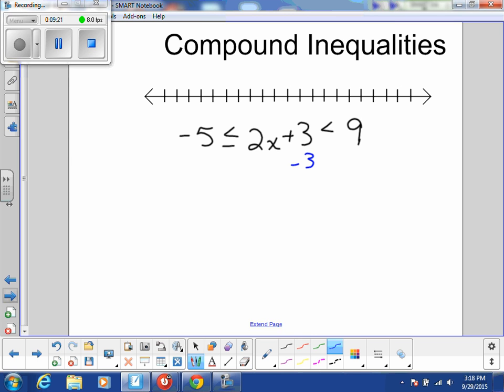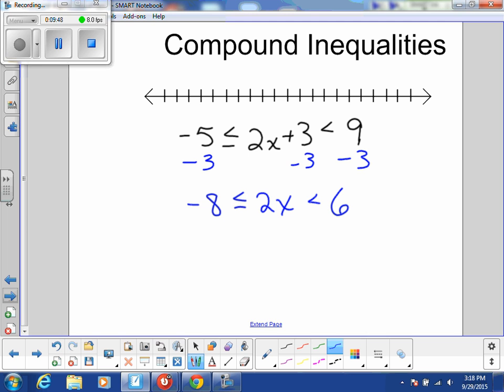But instead of saying both sides, I'm going to say I have to subtract 3 to all 3 parts. Subtract 3 from all 3 parts. But just look at one part at a time. -5 minus 3 is -8. Less than or equal to 2x, which is less than 9 minus 3, 6.